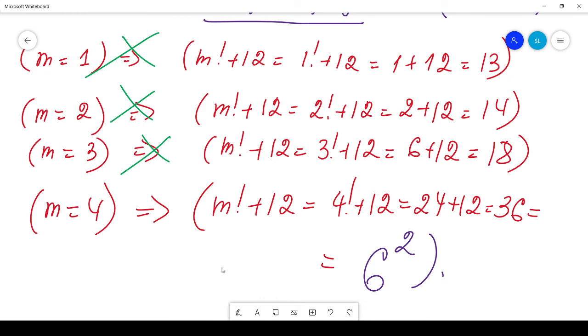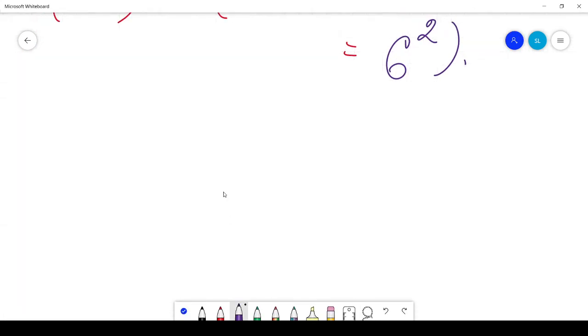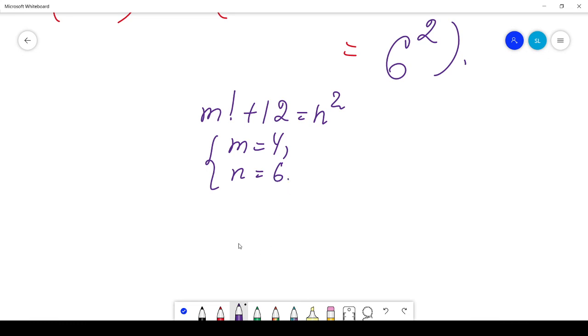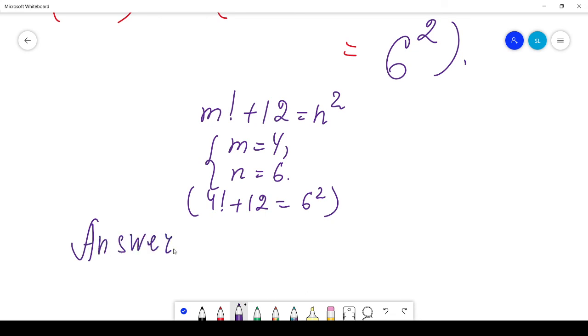So we can say that the only pair of m and n, where m and n are positive integers that satisfy this equation, is m equals 4 and n equals 6. This is the only pair. And yes, 4 factorial plus 12 is 6 squared. It is better to check it once more. Maybe we made a mistake, but no, everything is okay. So the answer is m equals 4 and no other solutions.